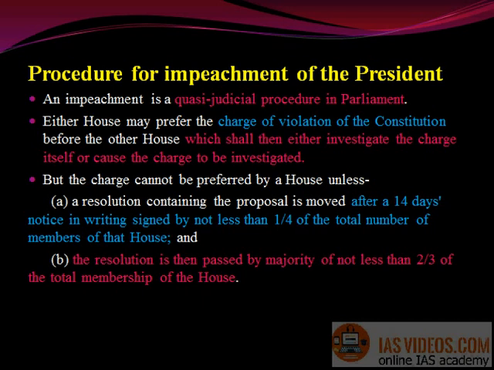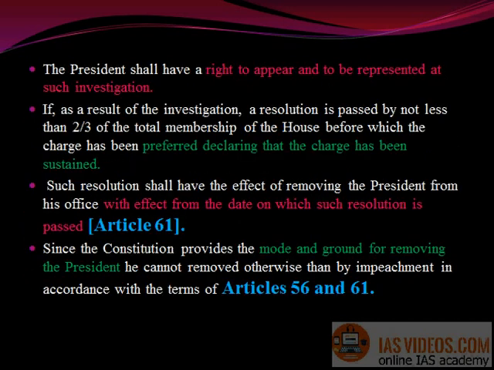But the charge cannot be preferred by a House unless a resolution containing the proposal is moved after a 14 days' notice in writing, signed by not less than 1/4 of the total number of members of that House, and the resolution is then passed by a majority of not less than 2/3 of the total membership of the House. The President shall have a right to appear and to be represented at such investigation.